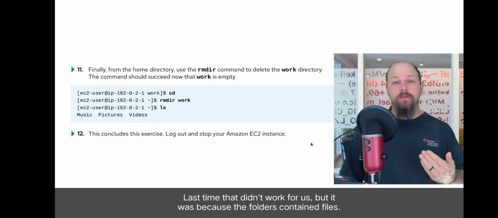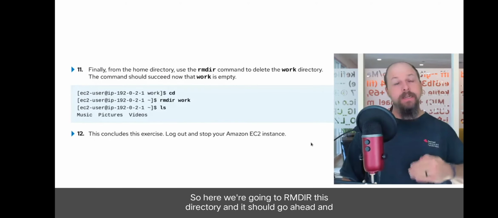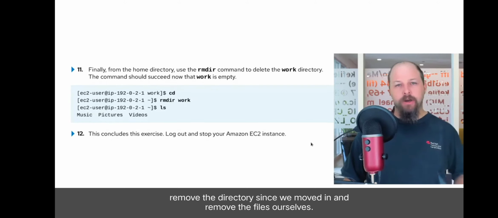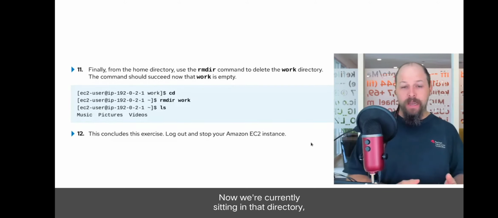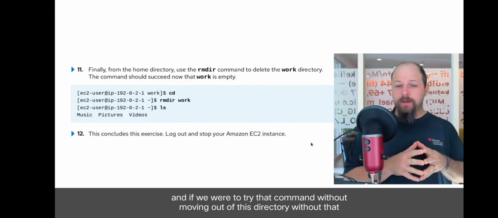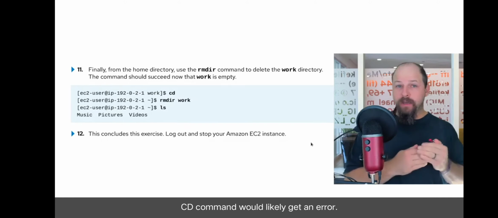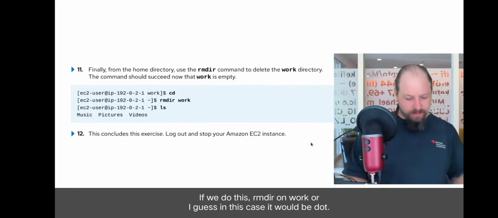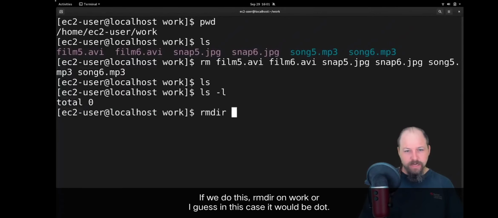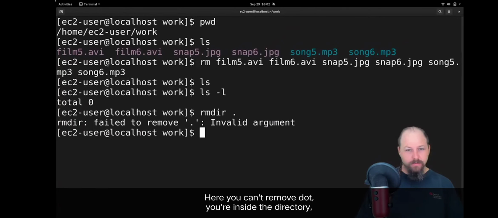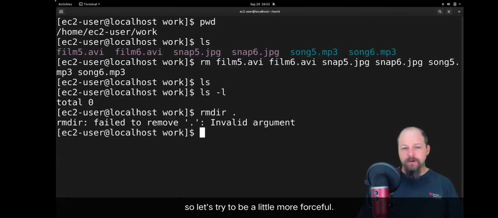We'll use a single rmdir command. Last time that didn't work for us, but it was because the folders contained files. So here we're going to rmdir this directory, and it should go ahead and remove the directory since we moved in and removed the files ourselves. Now, we're currently sitting in that directory, and if we were to try that command without moving out of this directory, without that cd command, we'd likely get an error. Let's try that just to see. If we do this rmdir on work, or I guess in this case it would be dot, let's see what happens. Yeah, you can't remove dot.